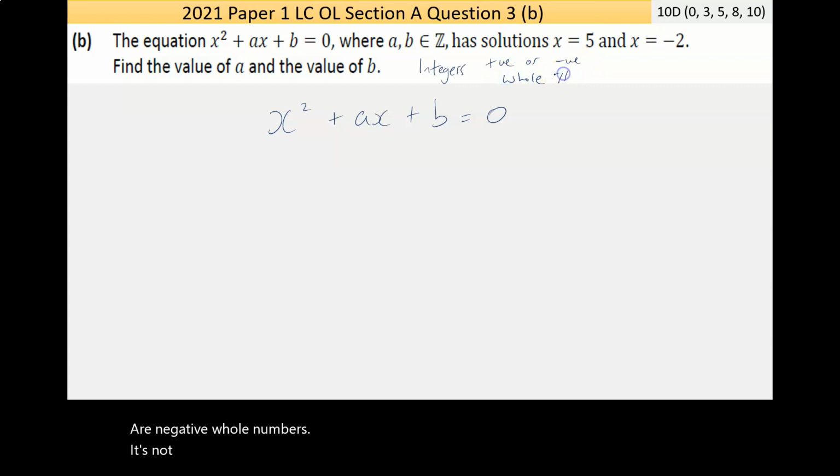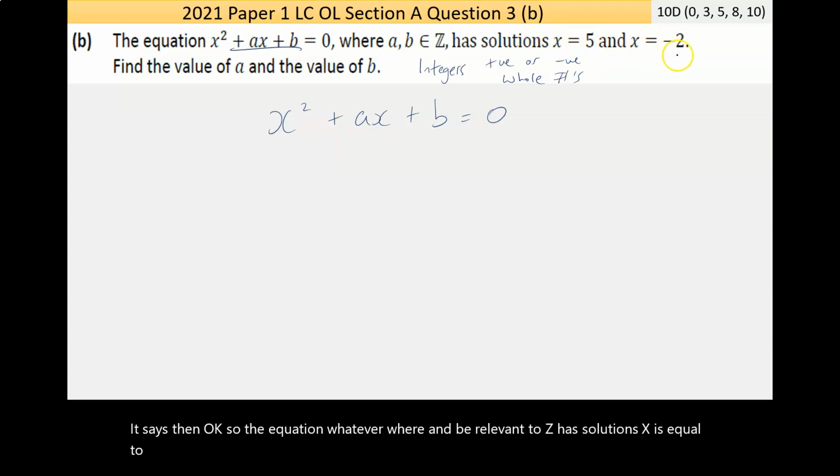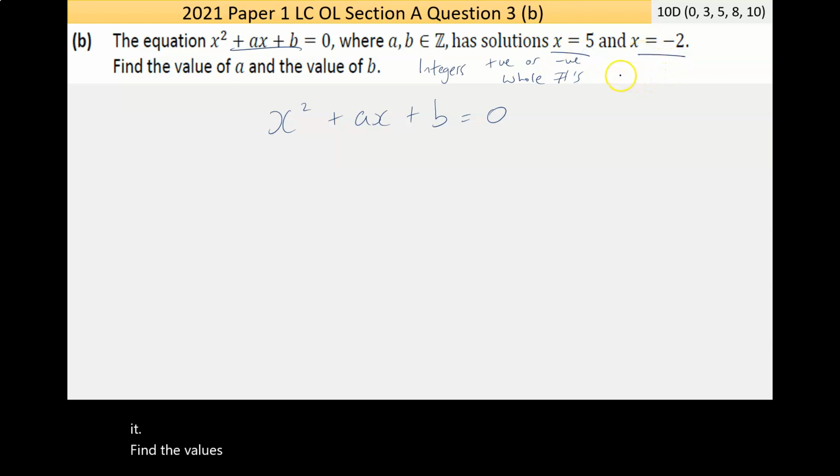It's not going to be a big deal until the end of the question. It says then, okay, so the equation, where a and b are elements of Z, has solutions x equals 5 and x equals minus 2. Okay, so that's important. Let's underline that just to remember it. Find the values of a and b.